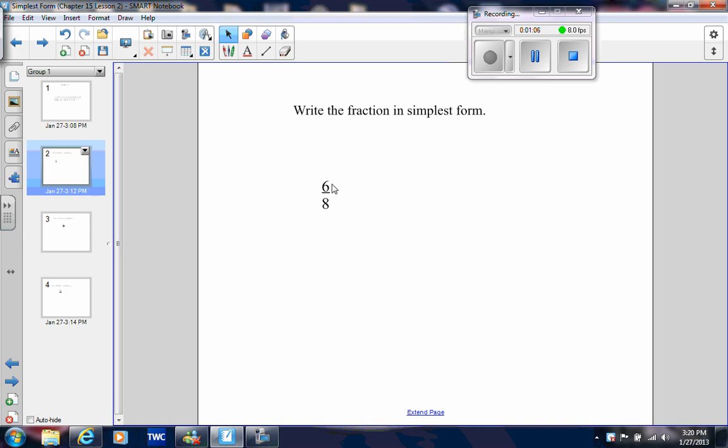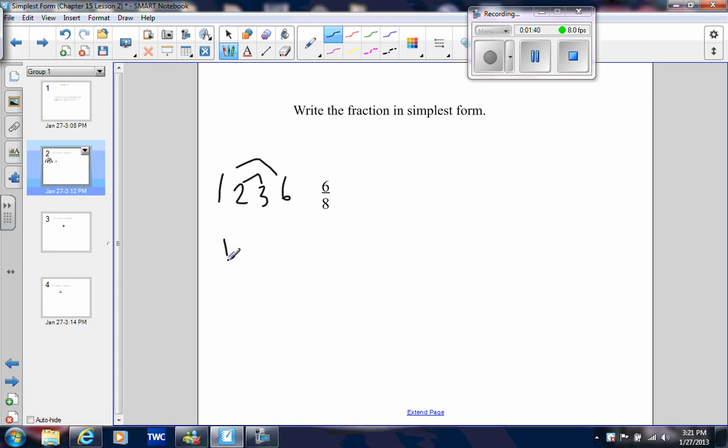So it says write the fraction in simplest form. It's 6/8. So we have to find the number that we can divide the numerator and the denominator by and get an equivalent fraction. So I look at the numbers that 6 has as factors. I've got 1 and 6. That's a way to make 6. 2 times 3. That's a way to make 6. Now there are no other ways to make 6.